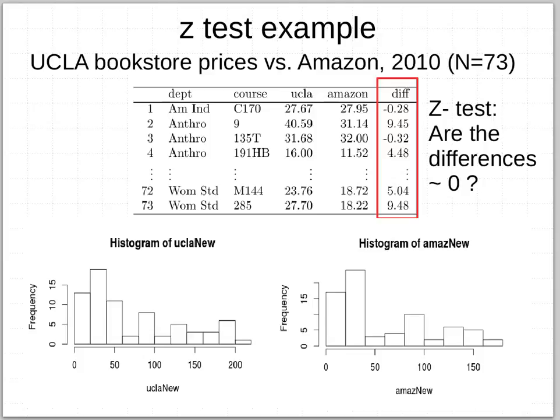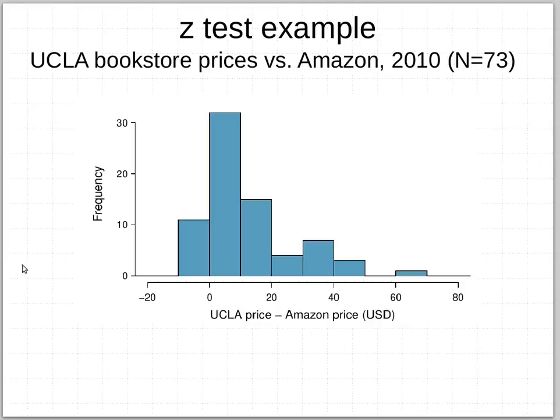So the differences essentially around 0 might be the case, except this looks kind of skewy, doesn't it? Here's the difference. This is the histogram of the UCLA price minus the Amazon price. And our z-test is going to ask, is that near 0? Or is it so different from 0 that we'd say there's a significant difference away from it?